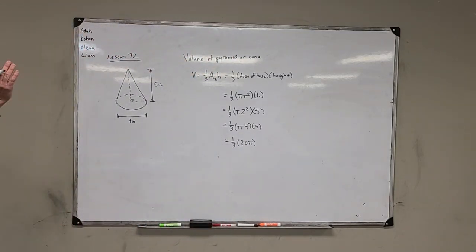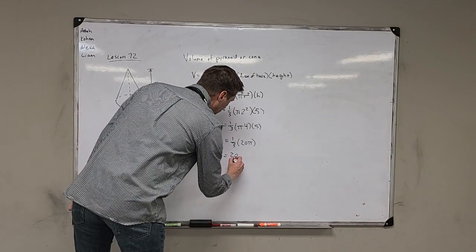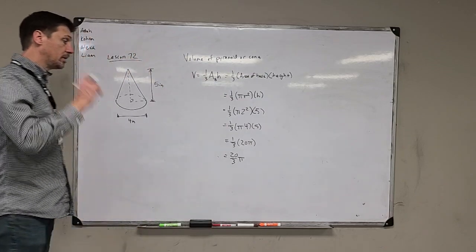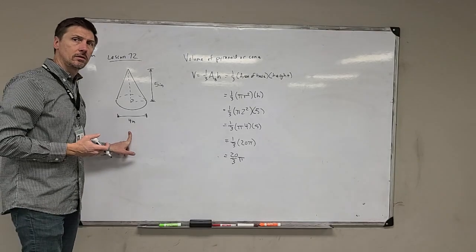And then when we multiply through by the 1/3, sometimes you'll see the answer with pi left in there. So it'd be 20/3 pi. What would our units be on that? Is it just inches?